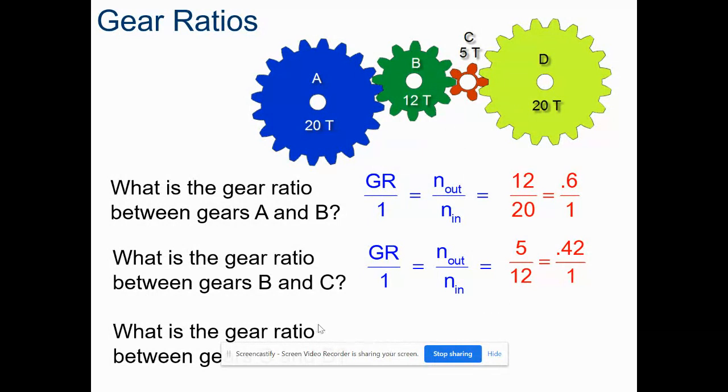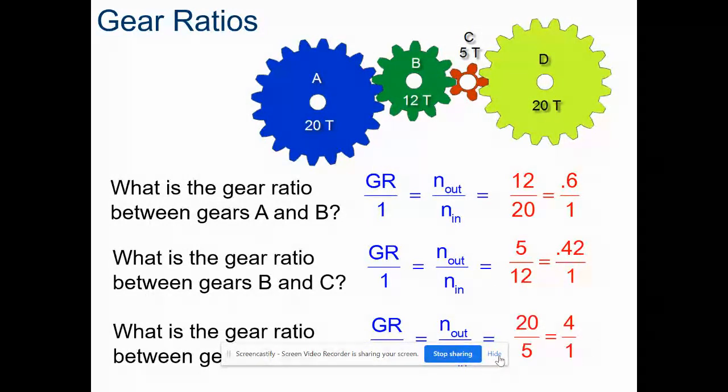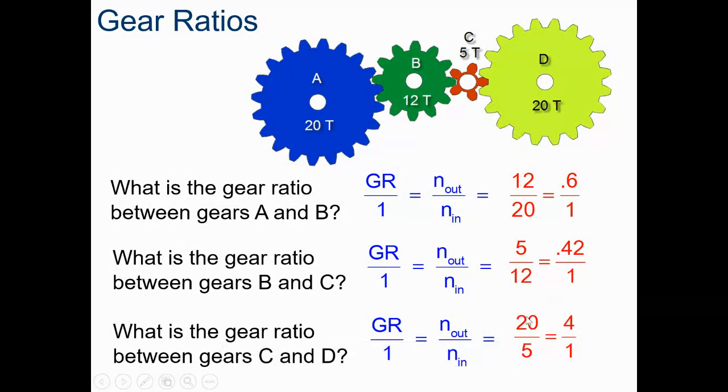And then we say, okay, what about the last one? What's the gear ratio between C and D? Well, C is going to turn D because A is turning B, B is turning C. So C is my input for this little pair. My output is D, my input is C. So I'm going to get output over input, so 20 over 5. And we get a 4 to 1 ratio. Okay, so 4 to 1 ratio there.